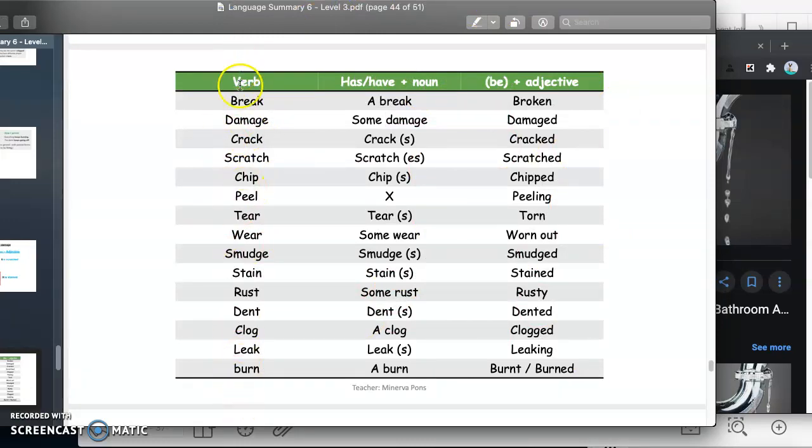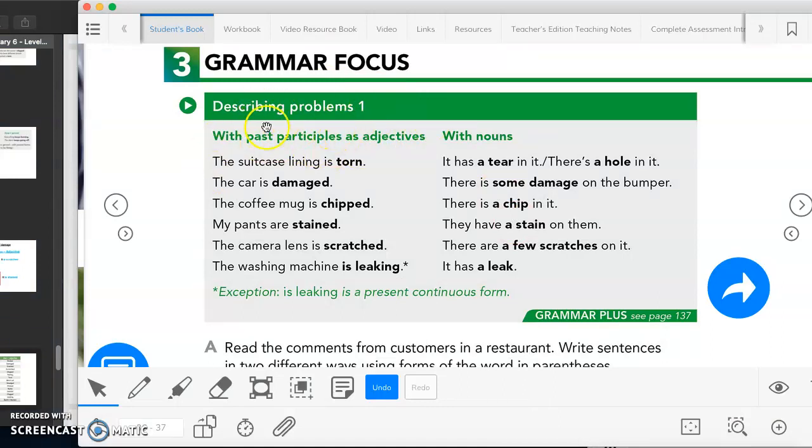Again, we have many verbs. We can use them to express something that needs fixing. You can use it as a noun, or you can use it as an adjective. When you are going to be using the past participle as an adjective, you are always going to be using the verb to be. The suitcase is, my pants are, the coffee mug is, and then we use the past participle as adjective. And when we are going to use it as a noun, we will be using there is, there are, it has, they have, and so on, which is basically what we have here on describing problems for this unit.